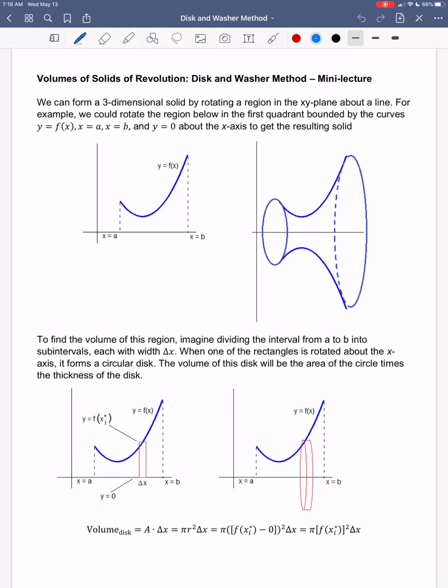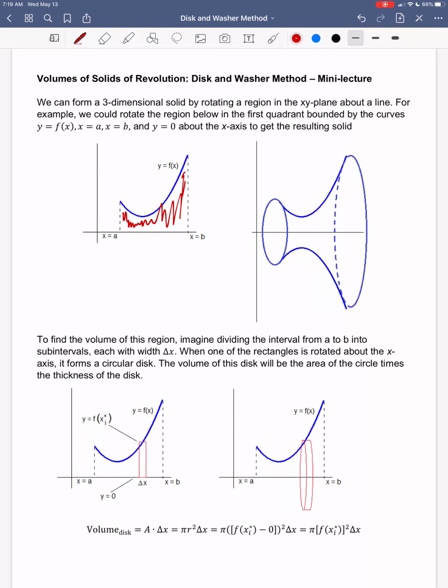So to get this three-dimensional solid, we start with a region in the xy plane. So maybe I have this curve here, y equals f of x, this blue curve, and considering this between x equals a and x equals b. And so we've got those lines, and then we've got the x-axis, which is the line y equals 0. So I've got this region here, that red region, and I want to know what would happen if I rotate that about the x-axis.